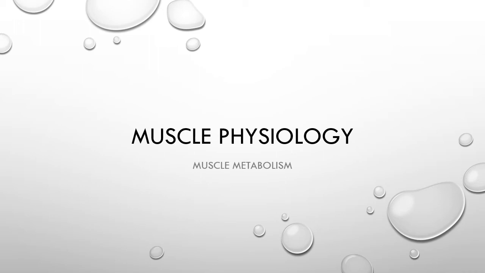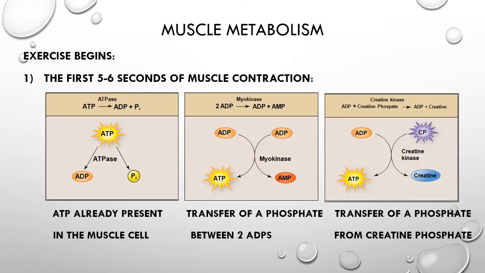Welcome back. Now that we've looked at the muscle contraction and what's going on in the actual contraction itself, and we saw that we needed energy in pretty good quantity in order to keep that muscle contracting, we'll take a quick look at the muscle metabolism now. So ATP is the energy that we need. We need ATP in order to fuel our cell.